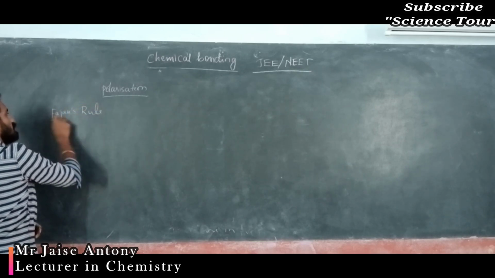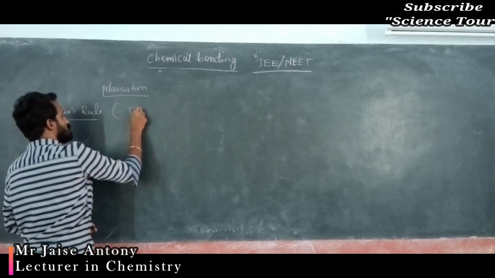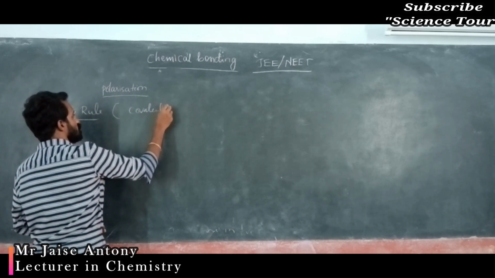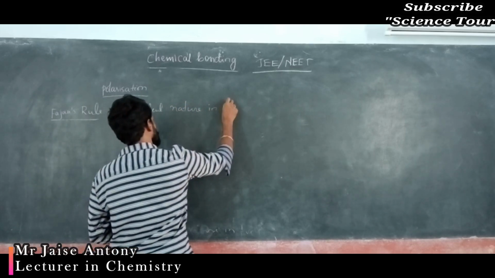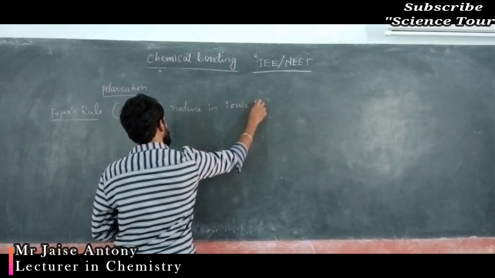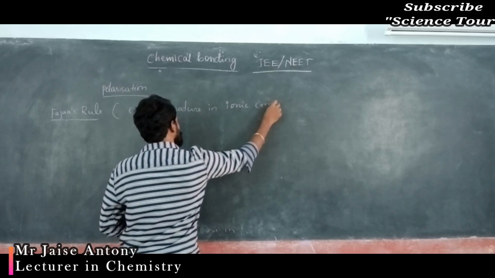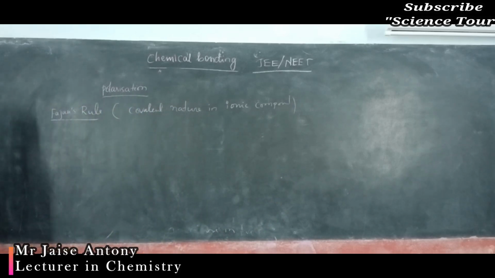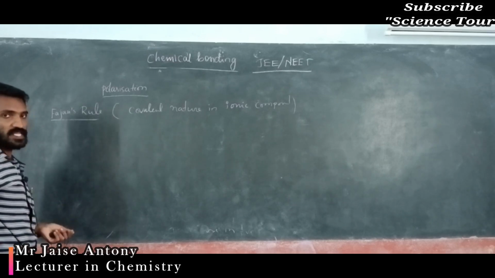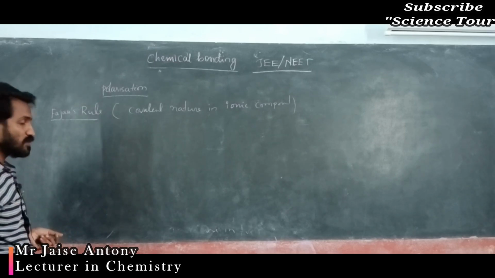Fajans' rule says that covalent nature in an ionic bond, in an ionic compound, okay. An ionic compound shows covalent nature, and a covalent compound shows ionic nature. So 50% of that explanation is over. The Hanny-Smith formula is given, and that is very important, my dear students. Without that formula you are not going to see. That's what I already explained; please go through that video once again.